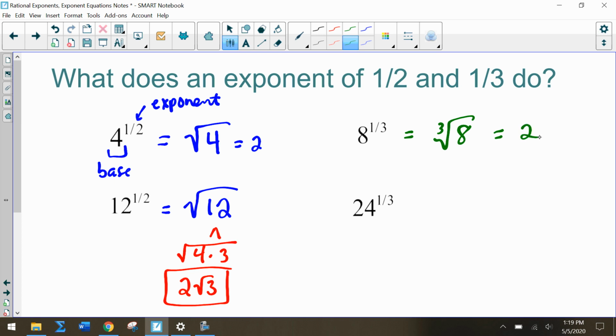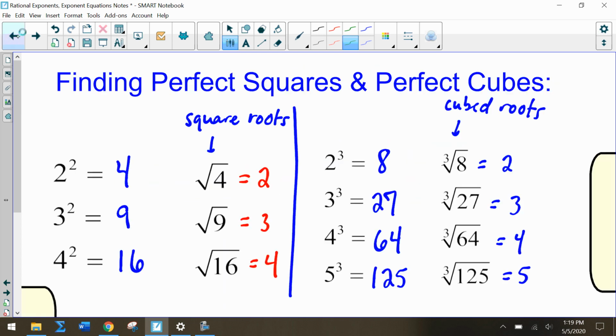Okay, 8 is a perfect cube. So for this one, we have the cubed root of 24, and we have to think now of factors of 24, and one of the factors of 24 is a perfect cube. So thinking about these numbers, these are all perfect cubes.